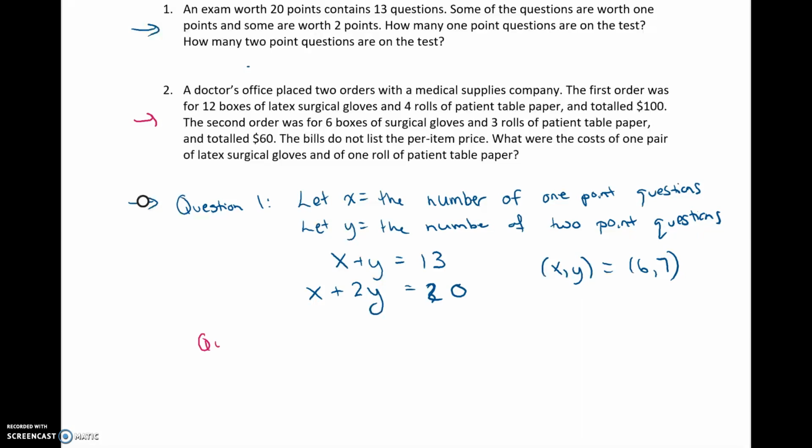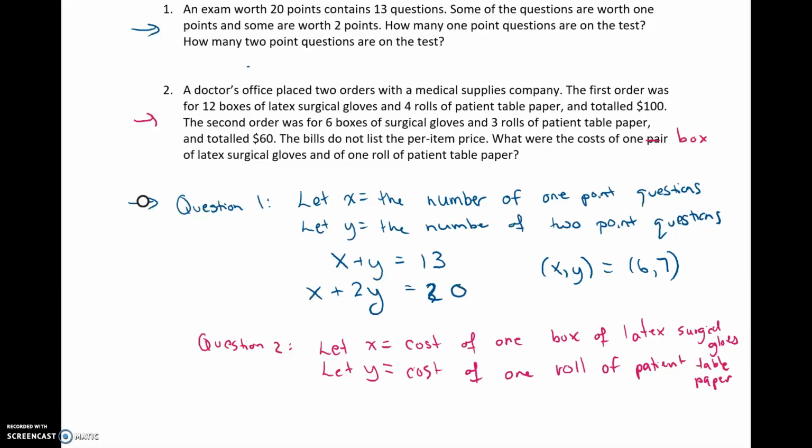For question 2, we have information about purchases that are being made. We want to know how much a box of surgical gloves costs, and we want to know how much a roll of patient table paper costs. So we'll let x and y be equal to the price of 1 box of latex surgical gloves and 1 roll of patient table paper, respectively.